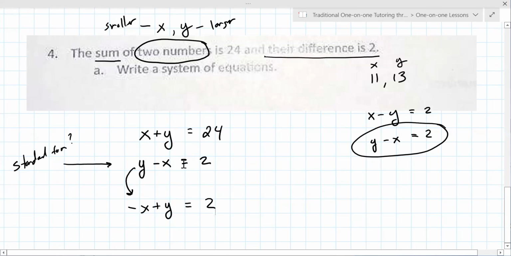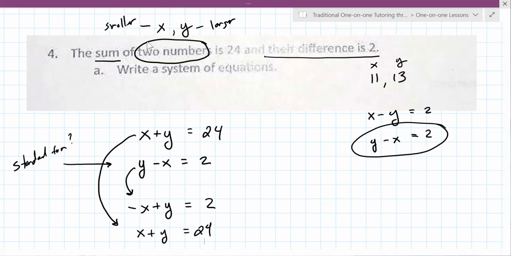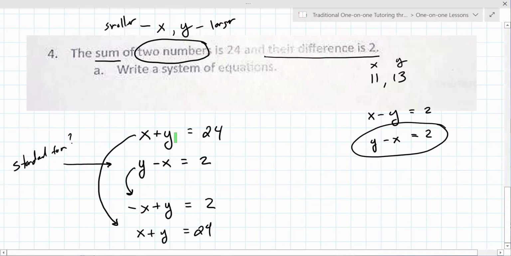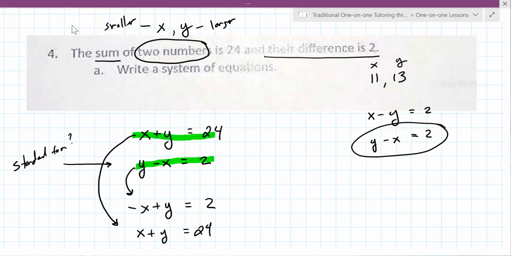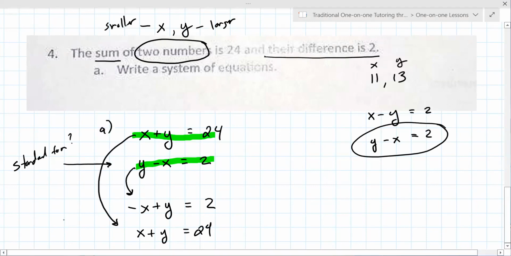And I'm going to bring that next equation down for this. So in terms of part A, I should be clear here. This is all that's needed for part A. Okay. We're on to part B now.